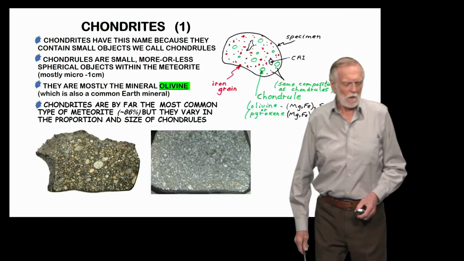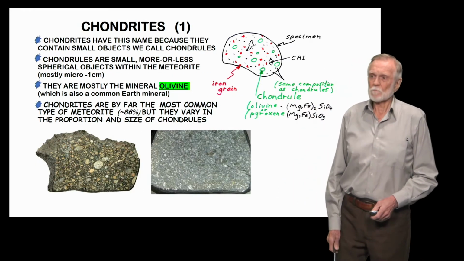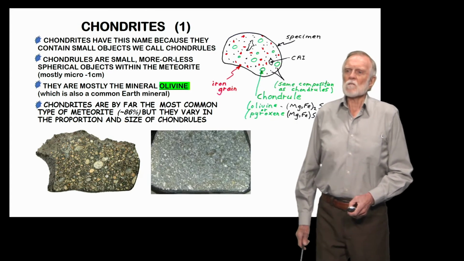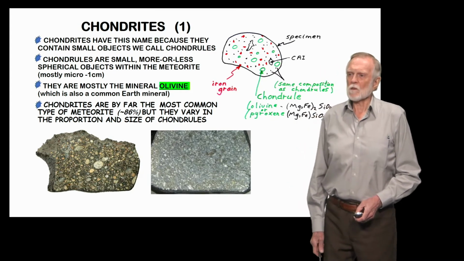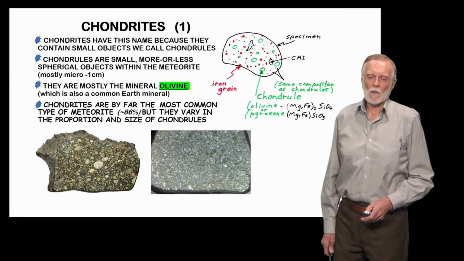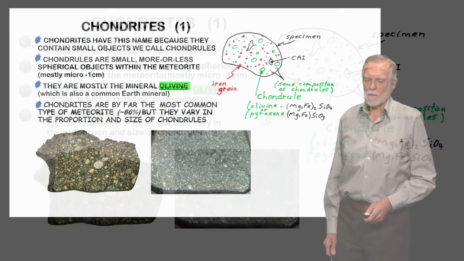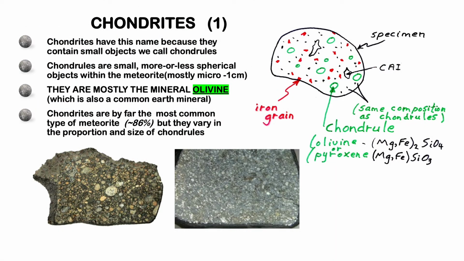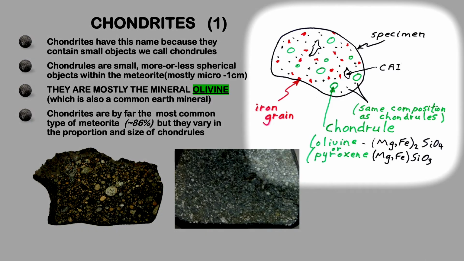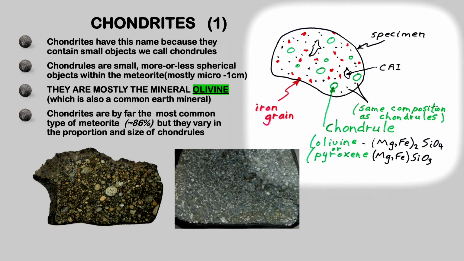Well, what are these chondrites I'm referring to? Well, chondrites are named chondrites because they contain small objects that we call chondrules. The picture up over here is trying to represent these. Chondrules are small objects, more or less circular in outline, more or less spherical in 3 dimensions, though sometimes they're angular and broken, but usually they're pretty roundish.